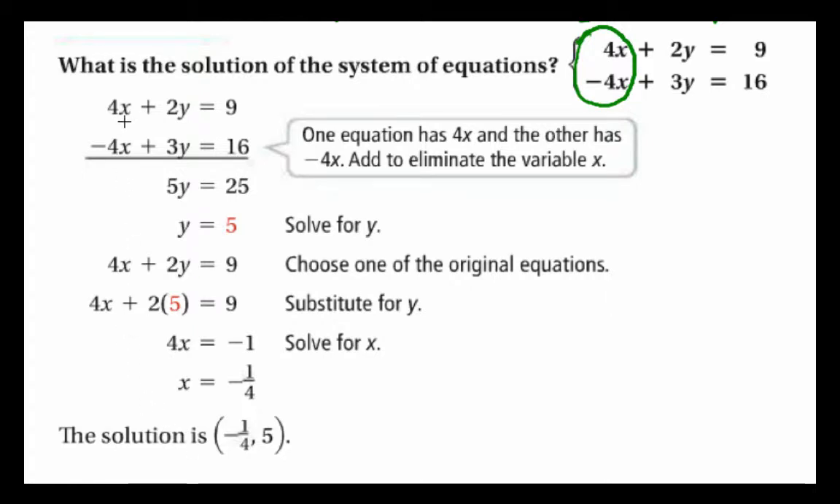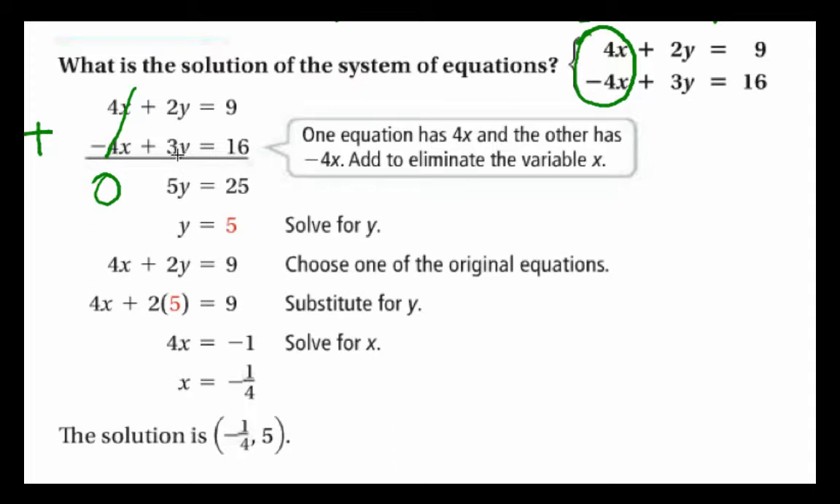So this is already set up for elimination. We're going to write our two equations with our like terms vertically aligned: 4x plus 2y equals 9, and right below that, negative 4x plus 3y equals 16. We're going to combine these together, or add them together. When we add them, the 4x and the negative 4x give us a 0. That's why they're not written here. There's the elimination.